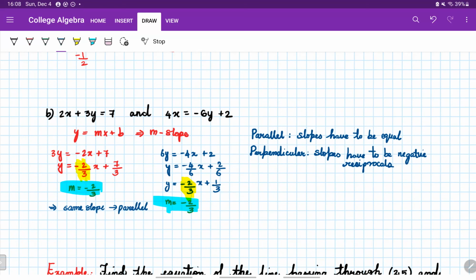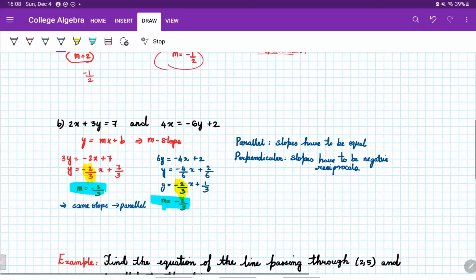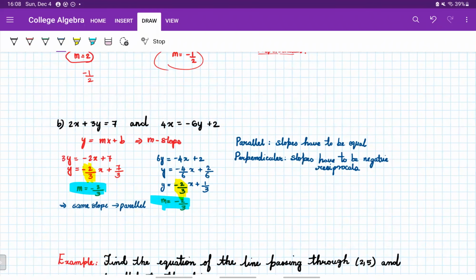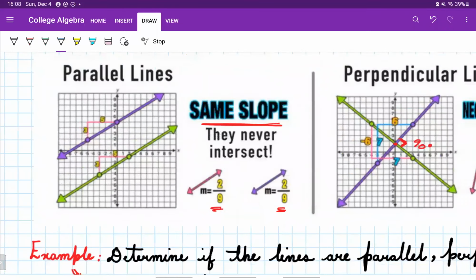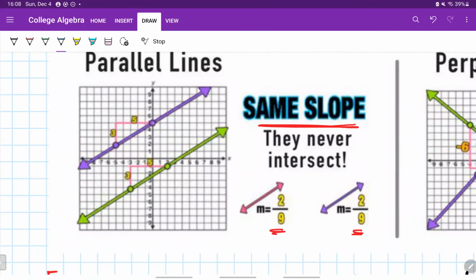One thing to note is that parallel lines, though they have the same slope, must have different intercepts. As you can see in this figure here, the y-intercept for the purple line is here, whereas the y-intercept for the green line is here. Though they have the same slopes, they have different y-intercepts.